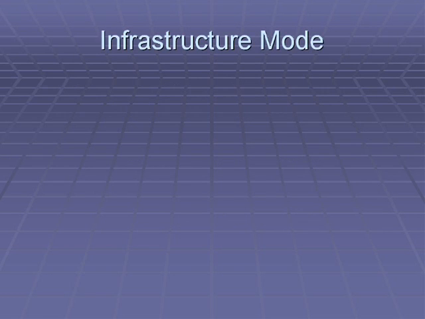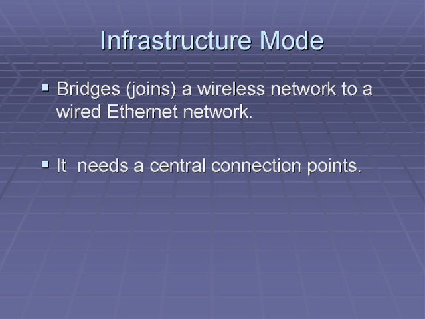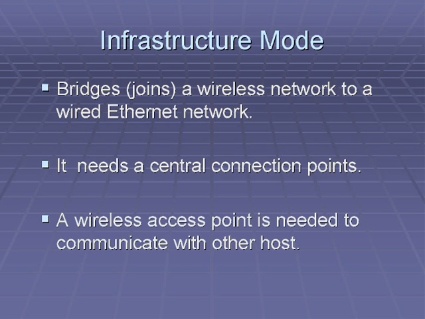And what is infrastructure? Infrastructure joins a wireless network to a wired Ethernet network. It needs a central connection point. A wireless access point is needed to communicate with other hosts.